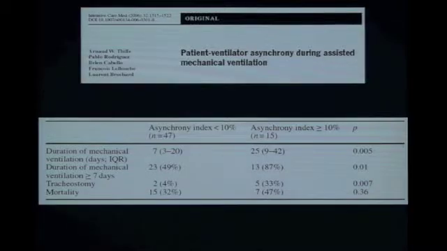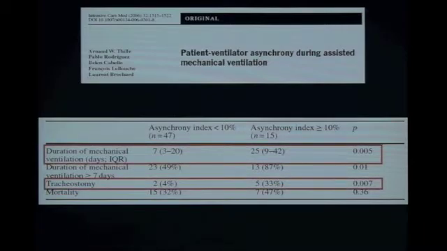And more recently, the group of Laurent Brochard was able to confirm and to get much more in detail with respect to this relationship between asynchrony and outcome. And what they found is that the patients who had significant asynchronies, as indicated by an asynchrony index exceeding 10%, had a time spent on mechanical ventilation that was significantly longer than those for whom the index was lower.